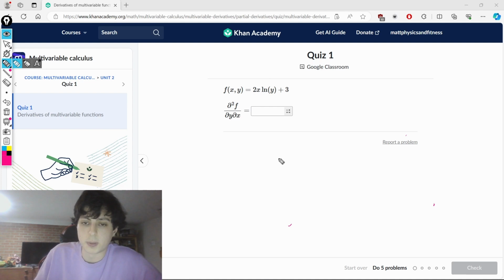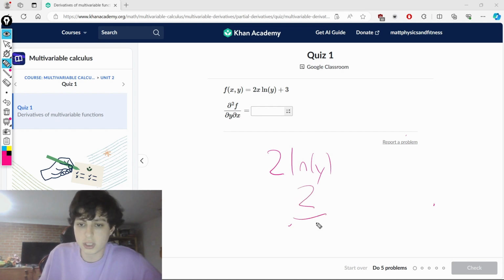First, let's take the derivative with respect to x. Obviously, the x would just go away. We get 2 ln y. Now let's take the derivative with respect to y. Derivative of ln y is 1 over y, so this would be 2 over y. We took the derivative with respect to x, then respect to y. Let's see if that's right.